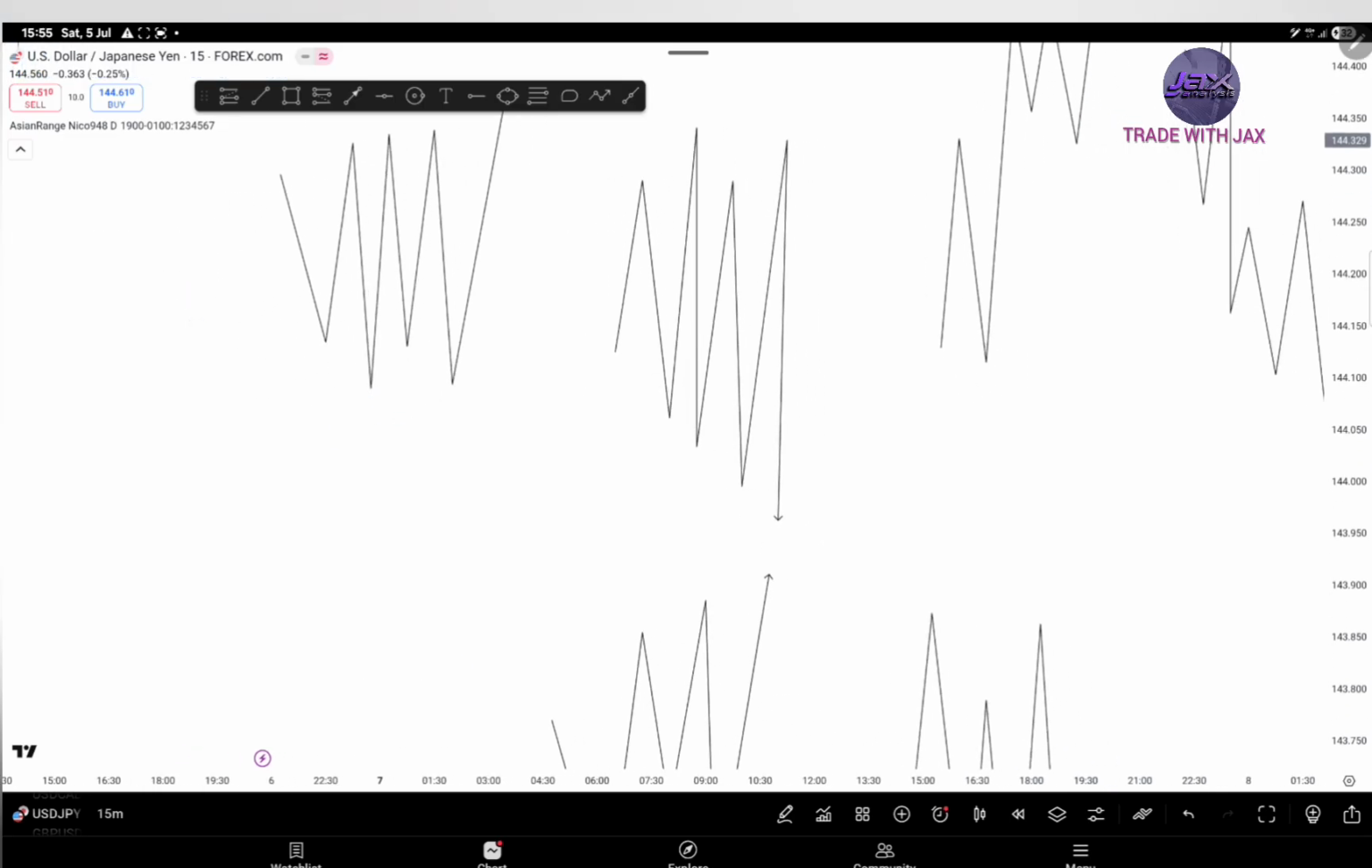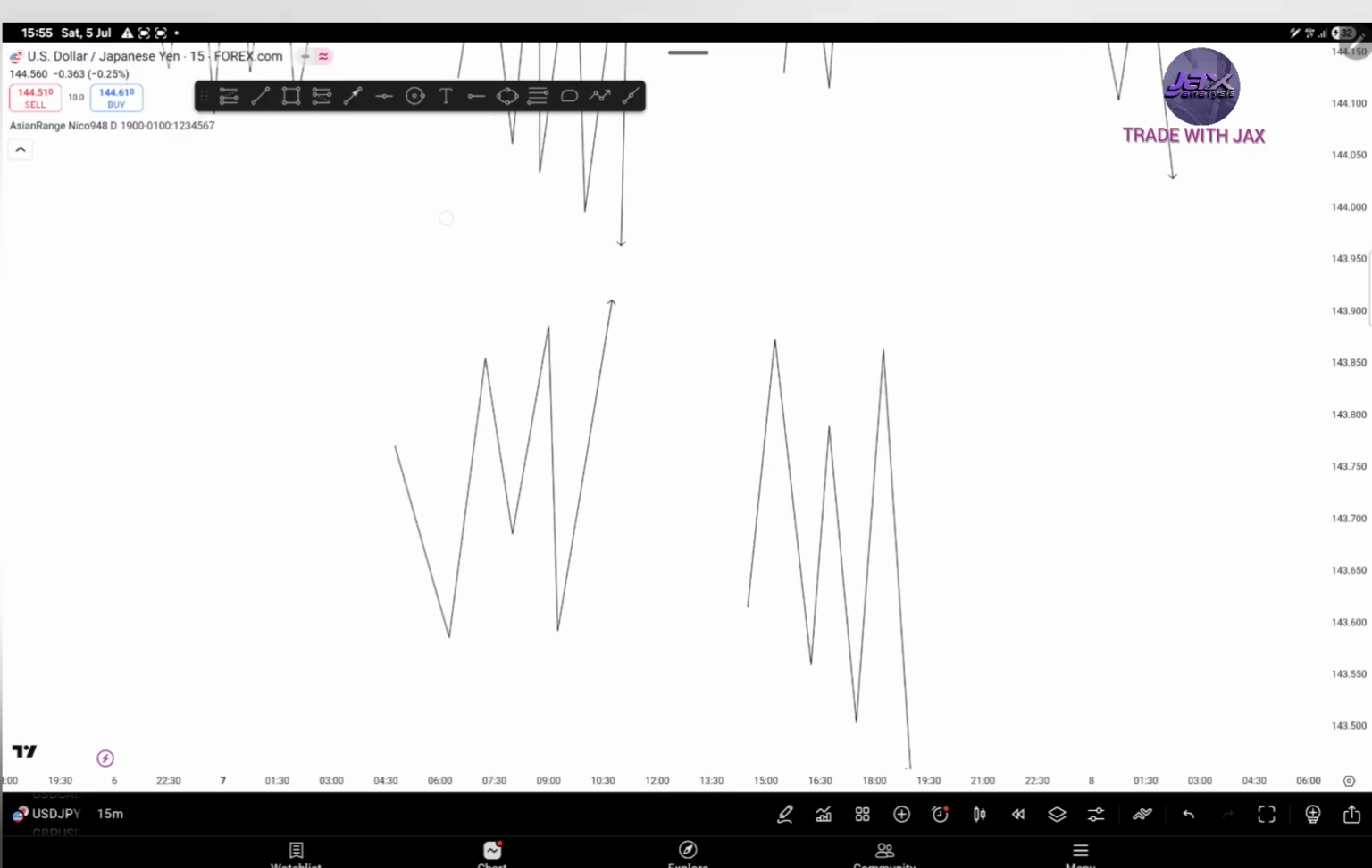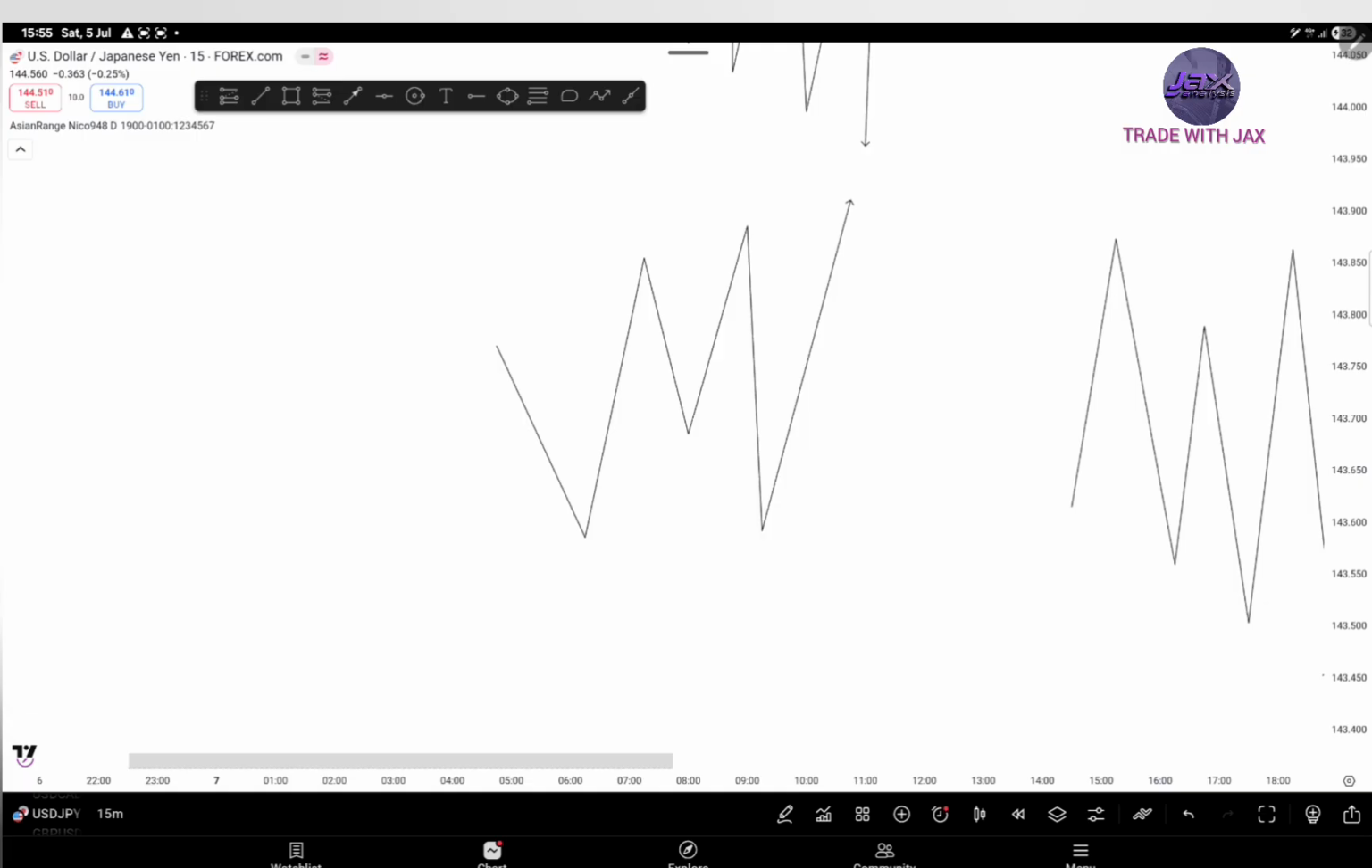So these are all the entry models. This is advanced SMC entries, and we're explaining the concept behind each of them. So for the first two, this is a buy. This right here is a buy setup using order block.